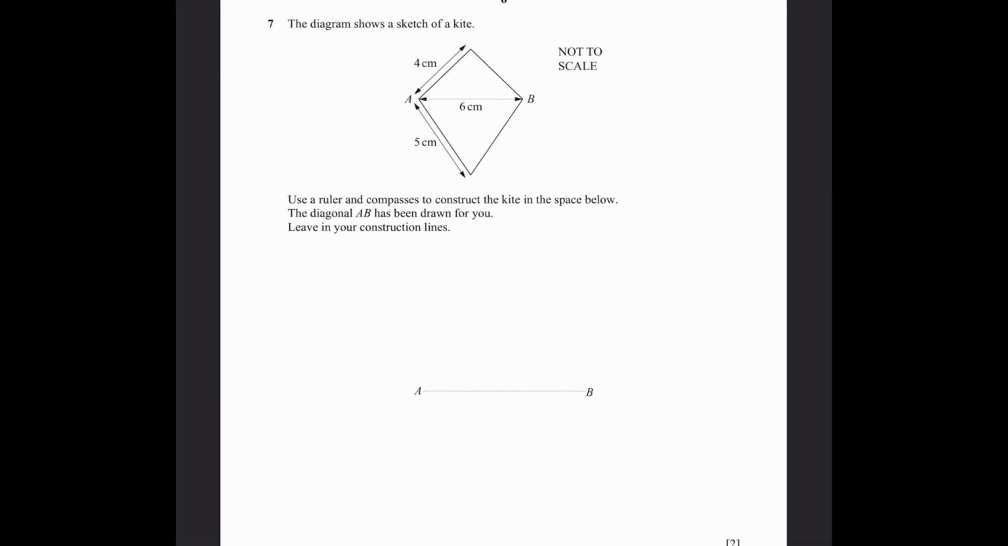Question 7. The diagram shows a sketch of a kite. Use ruler and compasses to construct the kite in the space below. The diagonal AB has been drawn for you. Leave in your construction lines.